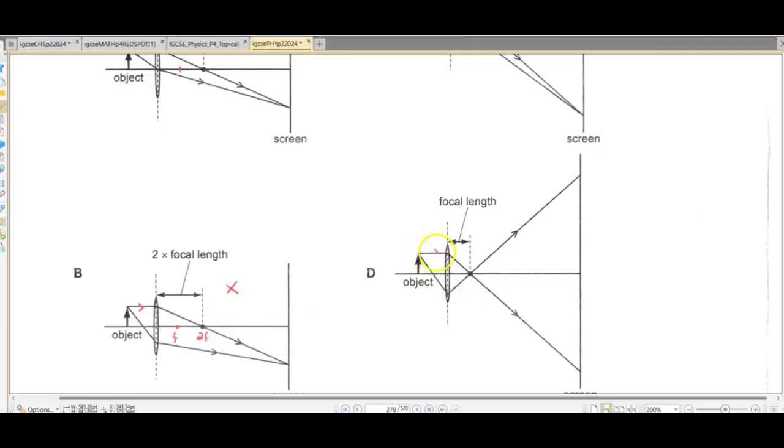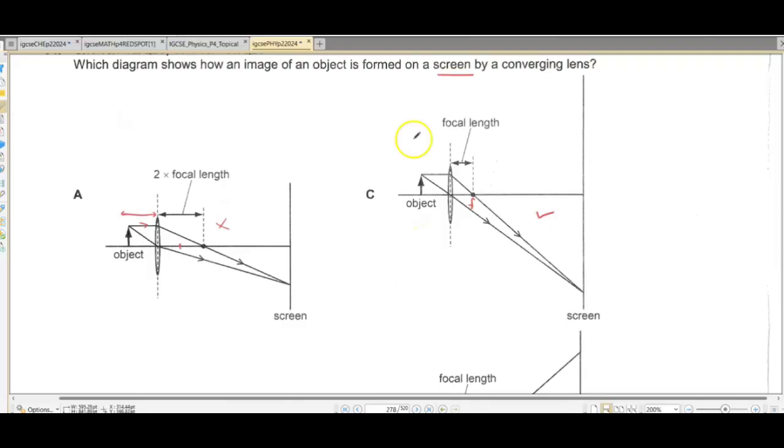This again is not a correct depiction of the ray diagram. The ray that is parallel to the principal axis after refraction from the lens is passing through the point F, but the other one has already passed through the focal point of the lens before it refracted from the converging lens, so this ray is going to go straight ahead. So this ray diagram is also not correct. So C is our correct option.